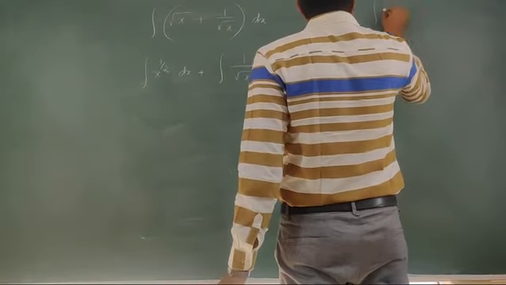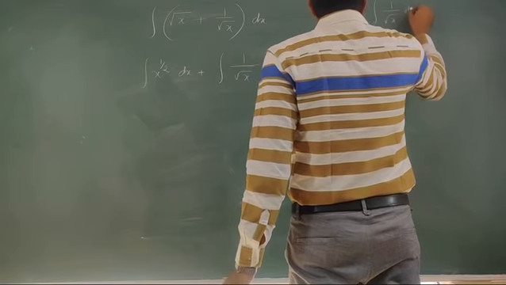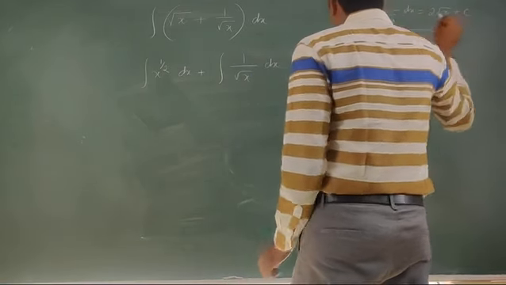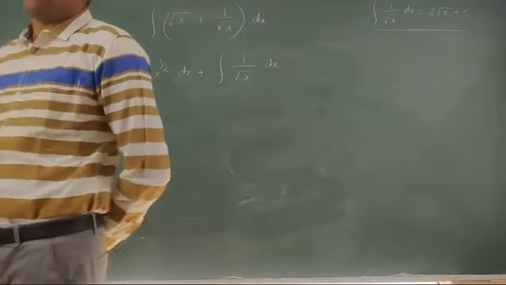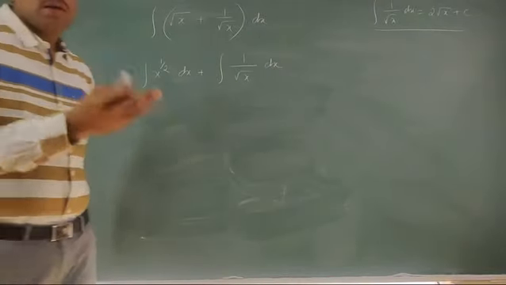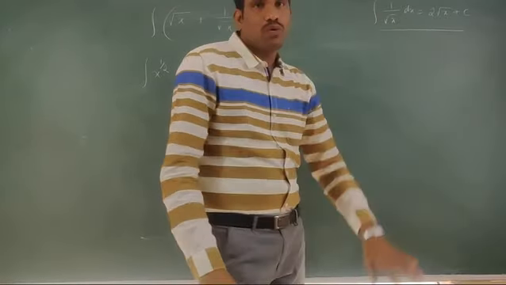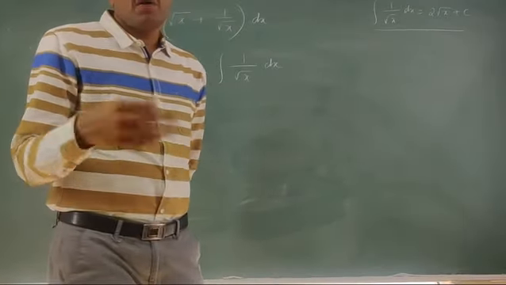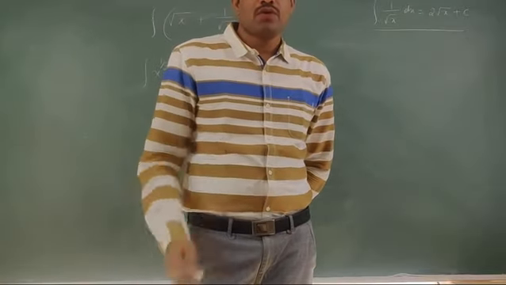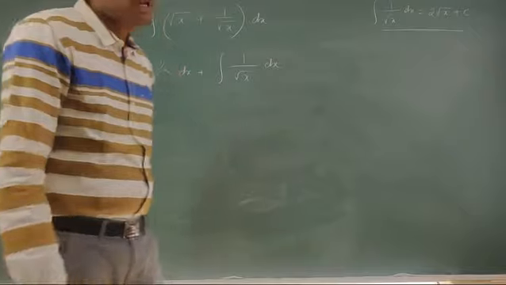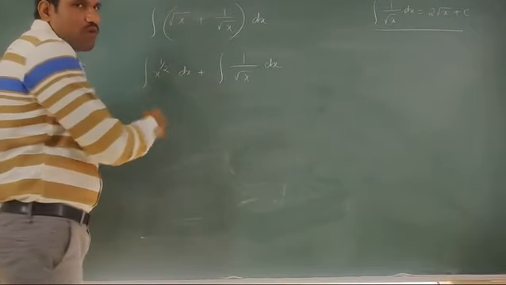What is integration of 1 by root x? That formula is already given. That is nothing but 2 root x plus c. This is already given in the standard formulas, right? The derivative of root x is 1 by 2 root x, so integration of 1 by root x is 2 root x, right? So now the first term is in the form of x raised to n.